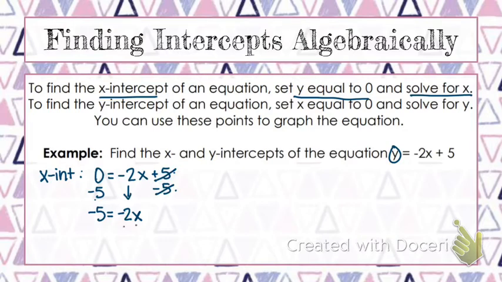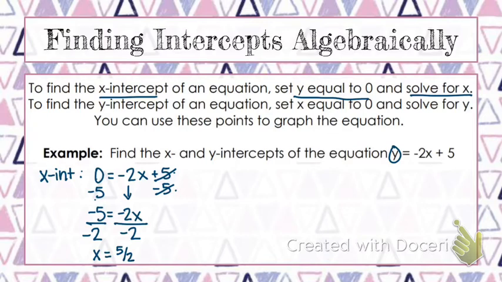Now, X is being multiplied by negative 2. In order to undo multiplication, we divide by negative 2. So we're going to divide both sides by negative 2. This is going to give us X equals positive 5/2.